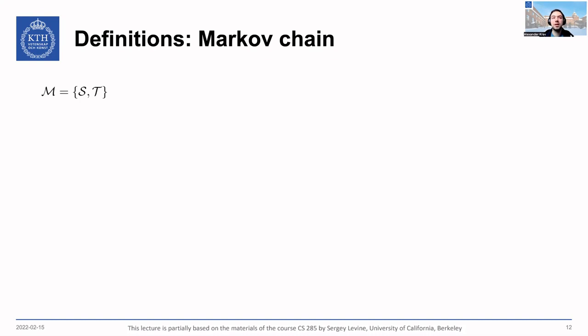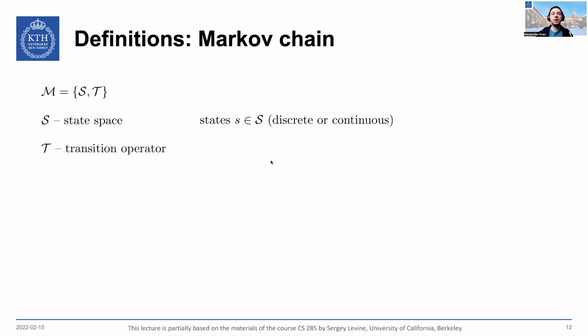A Markov chain is basically defined as a set of two things, S and T. S is a set of states, and basically it's just a collection of all the possible states that the system can encounter. And it can be discrete, like in games, like in chess, for example, or continuous, like, for example, if you have a continuous signal from a sensor, then you get a continuous state space. And T is a transition operator. And it basically describes the transitions between the states.